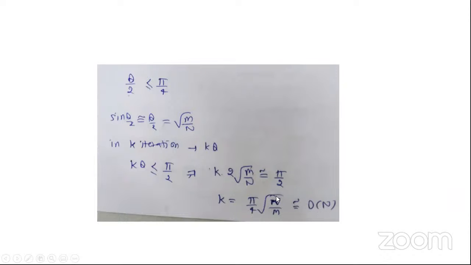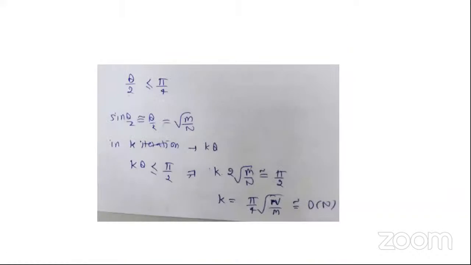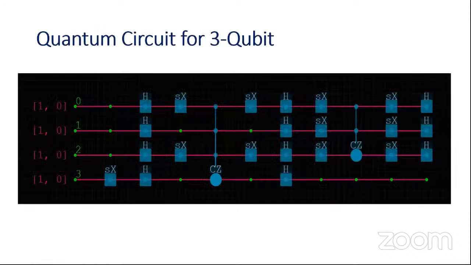N is the total size and m is the number of desired states, which is generally one or a few only. So we can remove that in big O notation. When we calculate complexity in big O notation, we just keep the significant term, that is square root of n. So here we have seen how to derive the square root of n complexity. The exact complexity is pi by 4 square root of n by m.